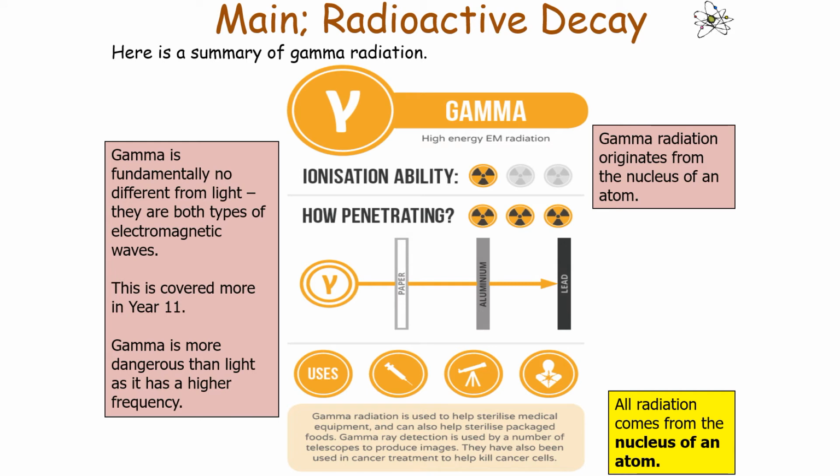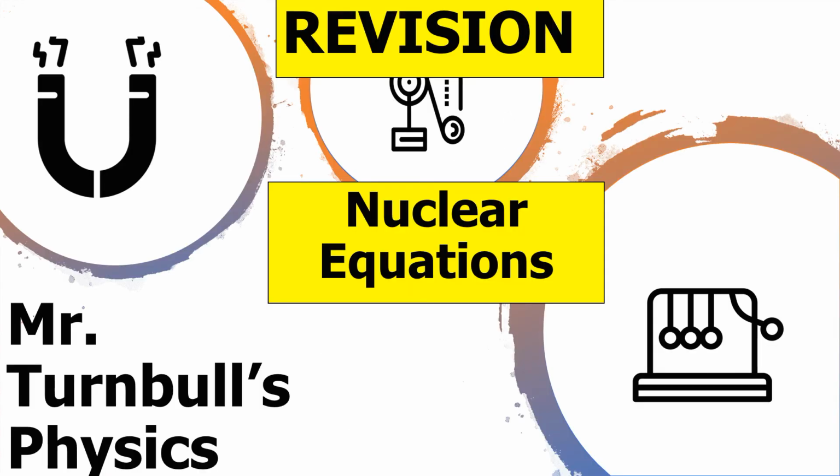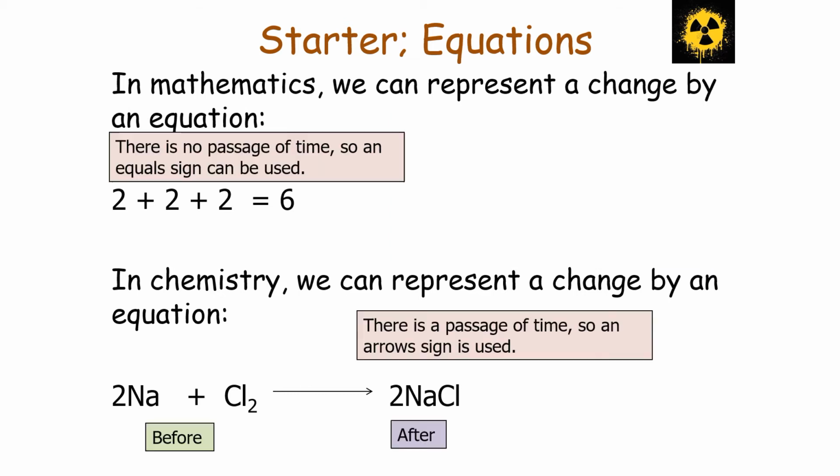Now again, all radiation comes from the nucleus of an atom, so again we can summarize the properties of gamma radiation. Now we can then look at these ideas in the context of nuclear equations. So in mathematics we can represent change by an equation, which you can also do in chemistry as well. Now in mathematics you use an equal sign because there's no passage of time, but we use an arrow sign in chemistry because there is a passage of time, there is a before and after.